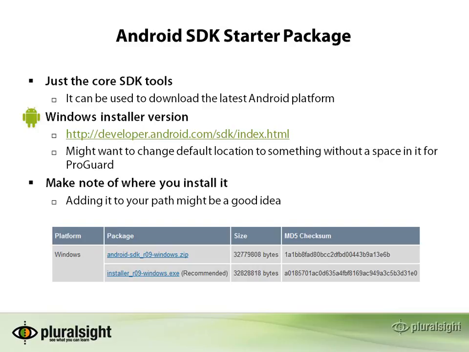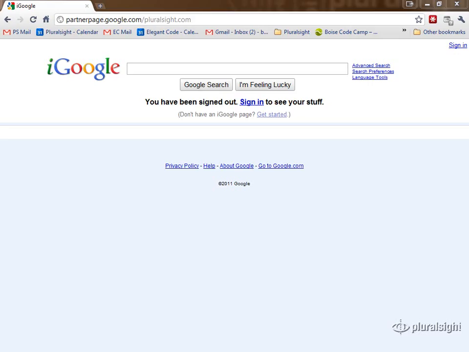And actually, I would recommend that we choose a different destination than program files because there is another tool that comes with Android called ProGuard, which is basically a code obfuscation tool that can help make your Android application more secure, and it doesn't seem to like spaces at this time. Also, make a note of where you install the Android SDK starter package. In a later step, we'll need to tell Eclipse where this installation is so that it can use it when it's configuring the ADT.